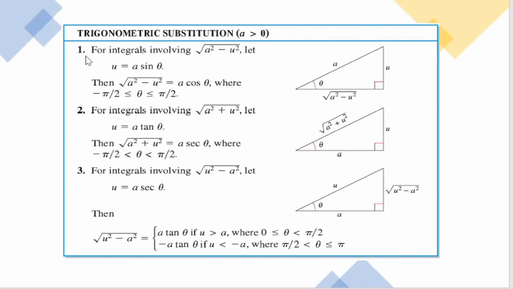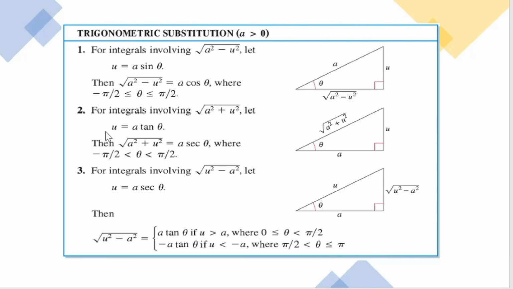So number one, for integrals involving the square root of a squared minus u squared, we let u equal a sine theta. Then the square root of a squared minus u squared is equal to a cosine theta, where the value of theta is greater than or equal to negative pi over 2 and less than or equal to pi over 2. So here is the illustration for number one. If this is our angle, and using the formula u equals a sine theta, let us solve for sine theta, and that will come up in this form.